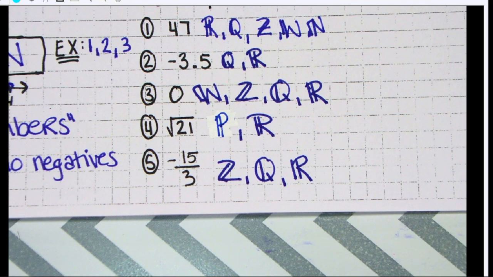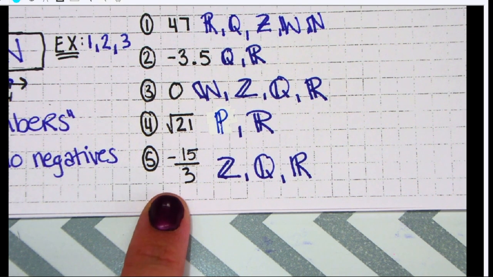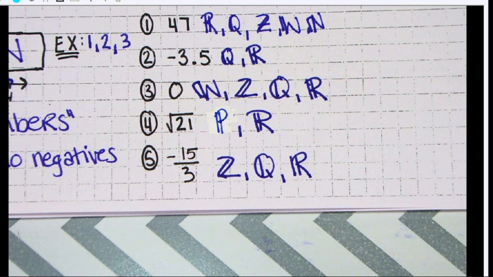and doesn't repeat, so it's irrational and real. And number 5, negative 15 over 3, that's negative 5, so it starts at integer. So it's integer, rational, real. You can write the word, you can write the symbol, it doesn't matter.